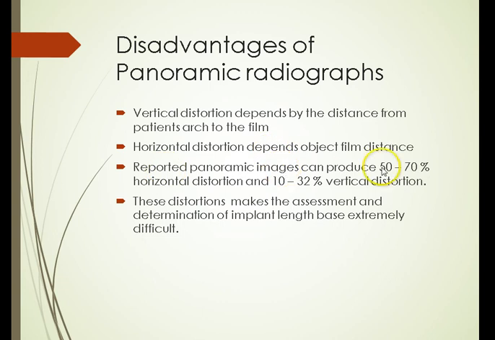Even the repeated panoramic has huge distortion with it. So if you're trying to use pan, you have to use the formula we talked about to have good prediction and reliable results. These distortions make the assessment and determination of implant length extremely difficult. I mean, that's the general idea. But if you use the technique we talked about, you can have very predictable results.